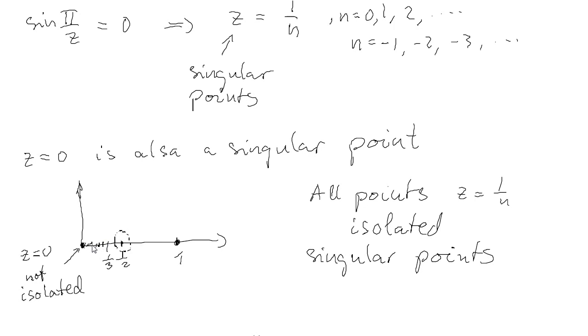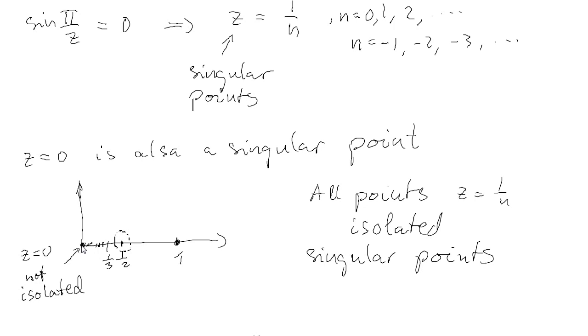And when n is going to infinity, the corresponding z values, the isolated singular points, converge to 0. But for any integer value of n larger than 0, we have isolated singular points. Because, for example, here we can make a circle around this point 1/2, which has radius small enough such that this circle does not include any other singular points. Therefore, 1/2 must be an isolated singular point. And the same for any of the other values of 1 over n.